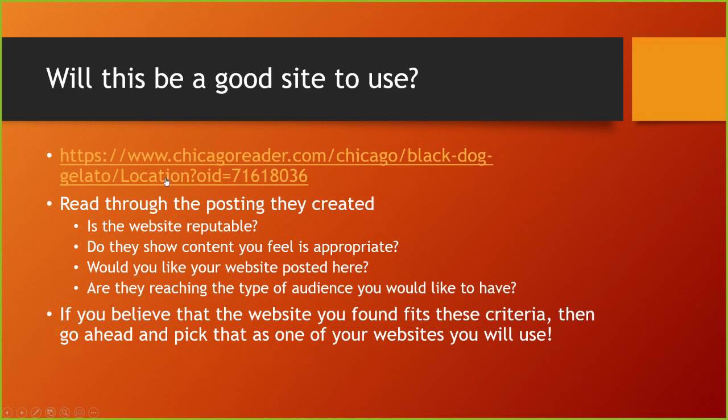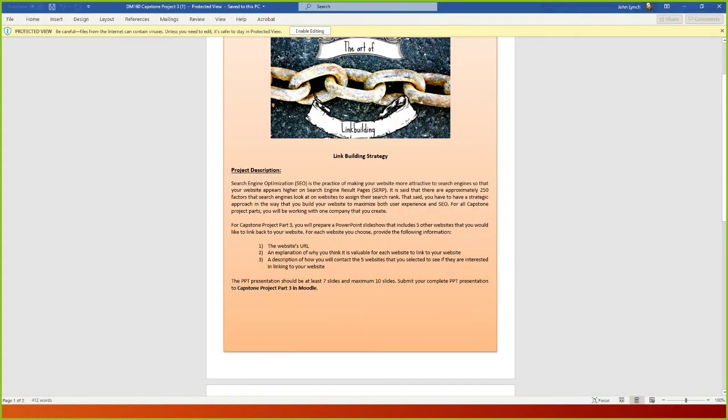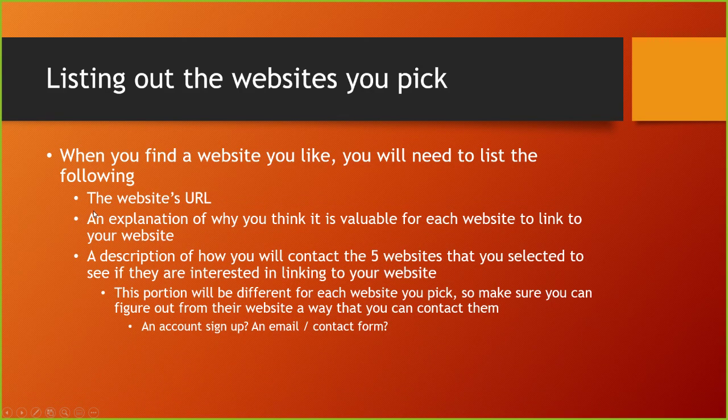And of course, if you think that the website you found is pretty solid for your criteria here, you could go ahead and list out in a certain slide that I'll show in the next page, these 3 attributes that we went through earlier. This is inside of the Capstone project. It's these 3 items here. But essentially, you're going to list out the URL of the website, an explanation of why you think this is a valuable website to link to yours, and a description on how you will contact the website to have them link to you. Now, this third portion where you're contacting them is going to be different for each website you pick. Some websites might have a contact form built in. Some of them might have an account.